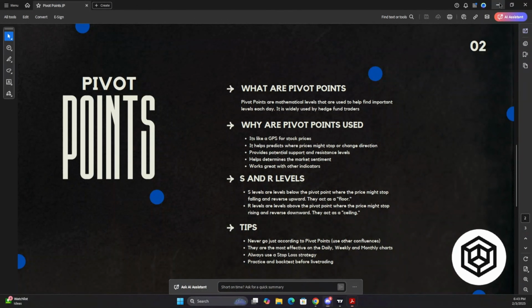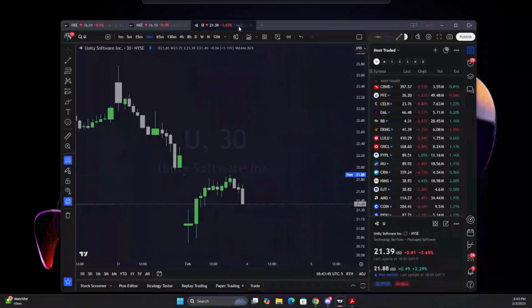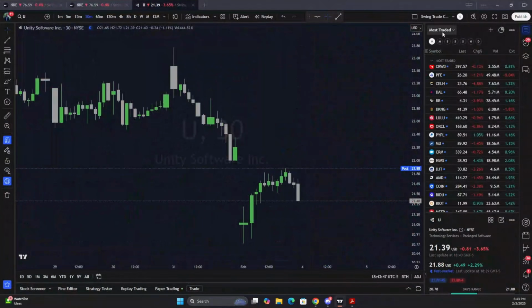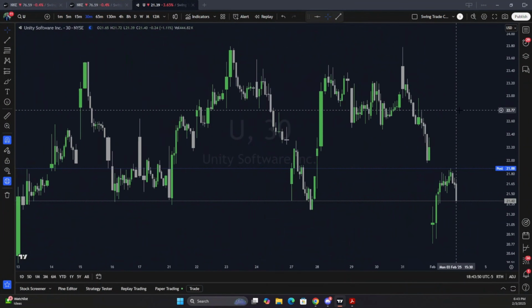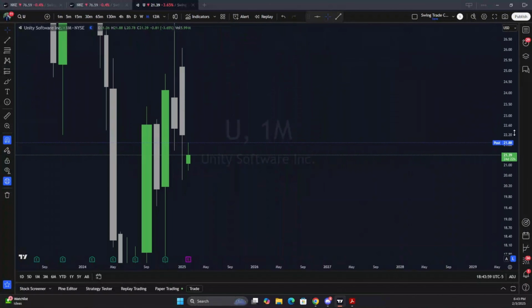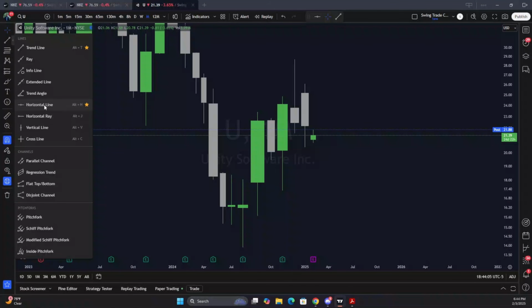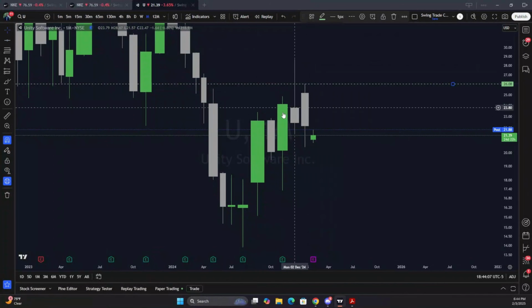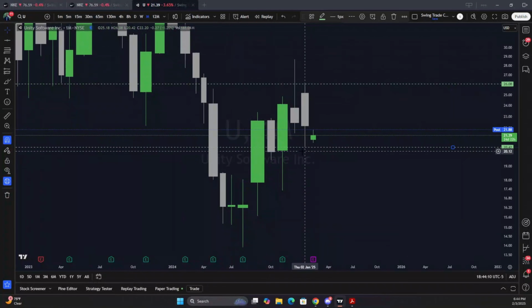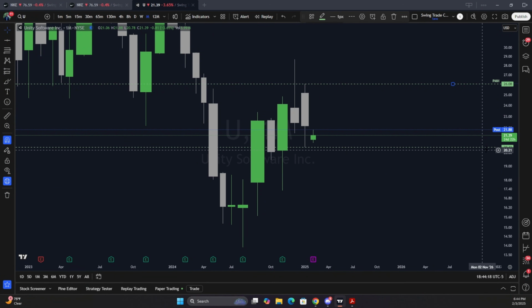So let me go ahead and close this, and let me open up a chart. So we're going to use Unity as an example. The first thing that I do before I put on my pivot structures is I like to come up to the monthly time frame, right? And what I'll do is a little dotted line there, and I'll just get the high of the month, right? And then I'll do previous month high, and then I'll put previous month low.